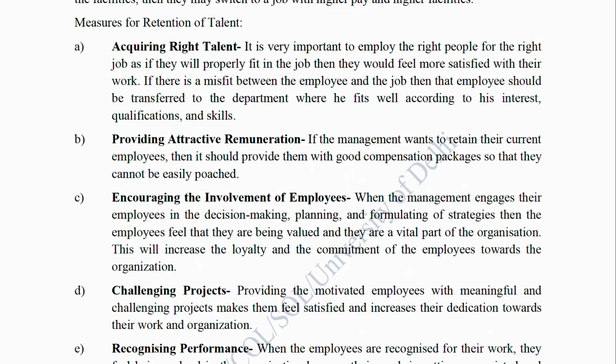Second, providing attractive remuneration. If the management wants to retain their current employees, then it should provide them with good compensation packages so that they cannot be easily poached. Third, encouraging the involvement of employees. When the management engages their employees in the decision making, planning and formulating of strategies, then the employees feel that they are being valued and they are a vital part of the organization. This will increase the loyalty and the commitment of the employees towards the organization.